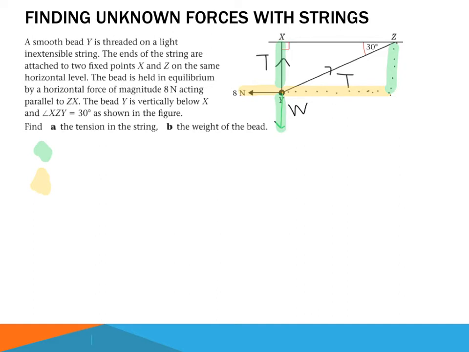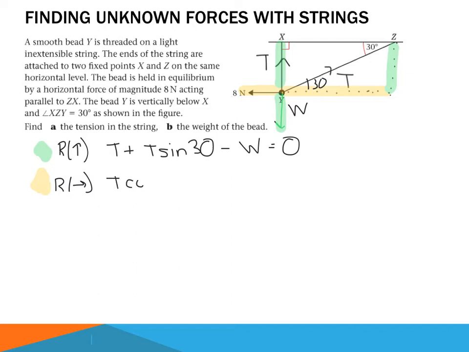So we're going to resolve vertically here, and I'm going to choose upwards. So I've got T plus T, and as that angle is 30, this one is 30 as well, so I'm looking at the opposite here. So T sine 30 minus W, and that's got to be equal to 0 because it's stationary. And I'll also resolve to the right, so I have T cos 30 minus 8 equals 0. And I'll call that equation 1 and equation 2. Looks like equation 2 is going to be very helpful to find the tension in the string.